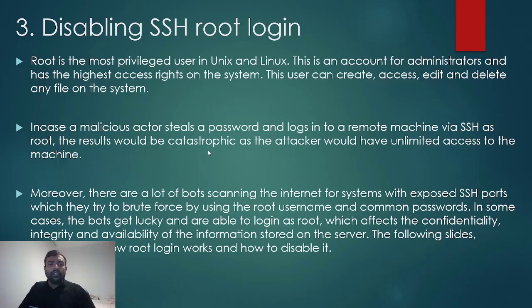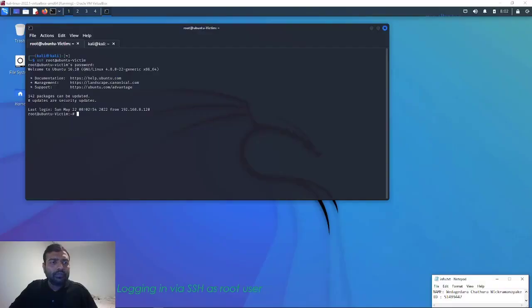In case a malicious actor steals a password and logs into a remote machine via SSH as root, the result would be catastrophic, as the attacker would have unlimited access to the machine. So this is the process done by disabling SSH root login.